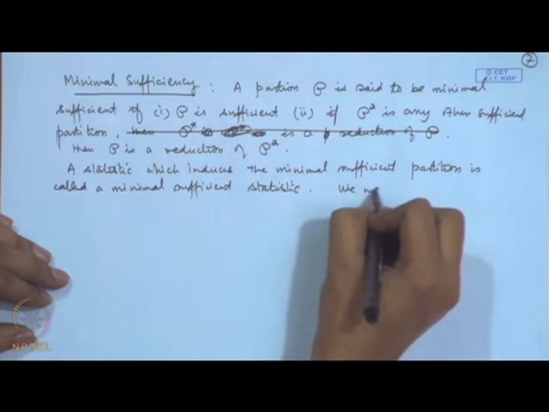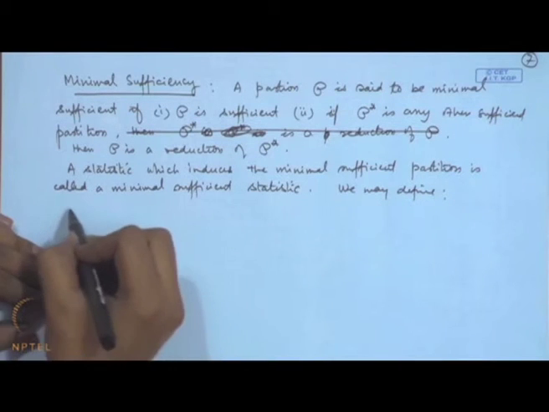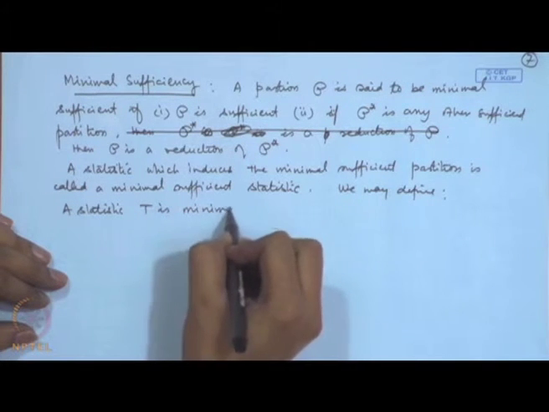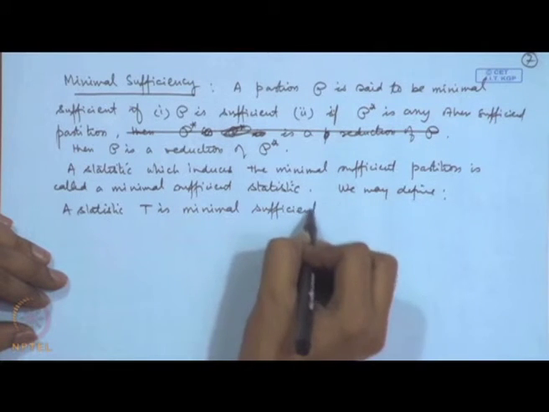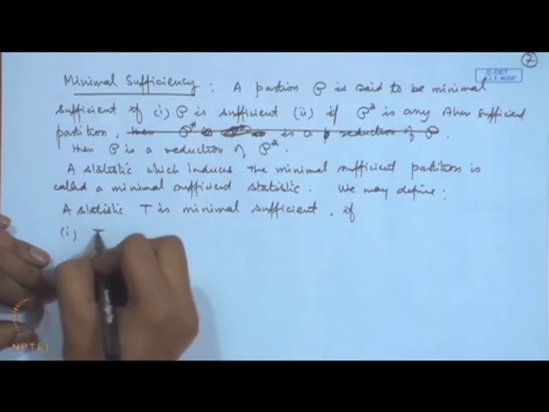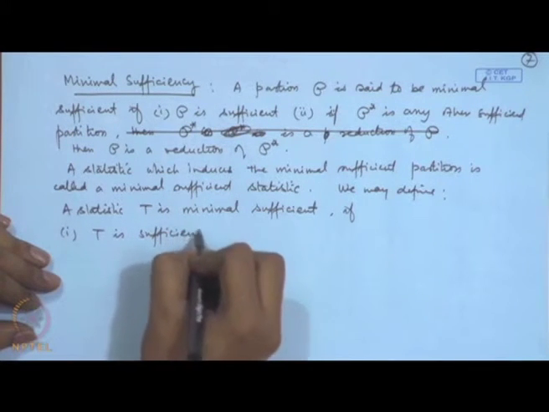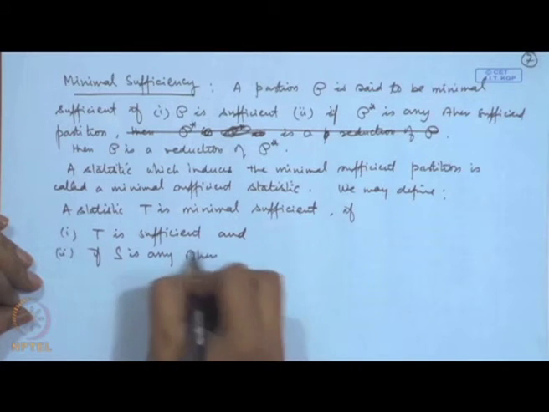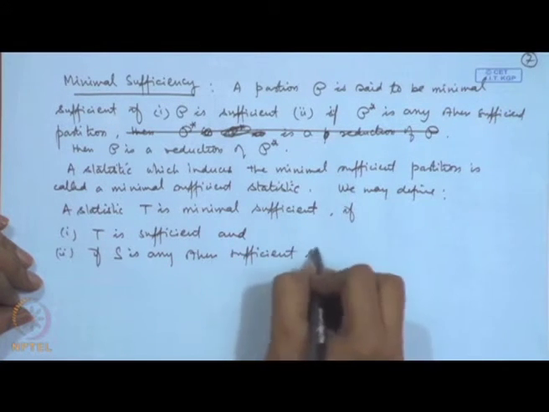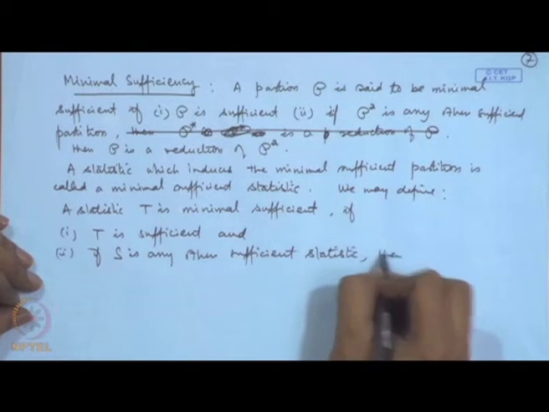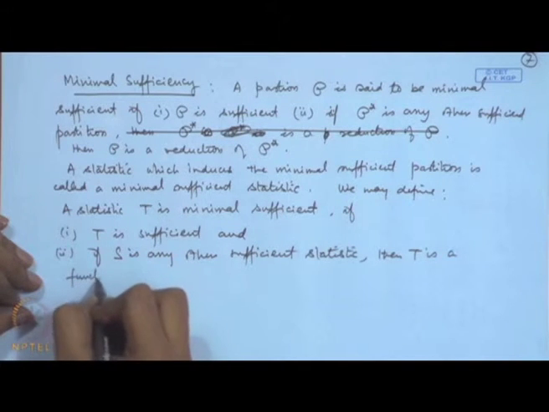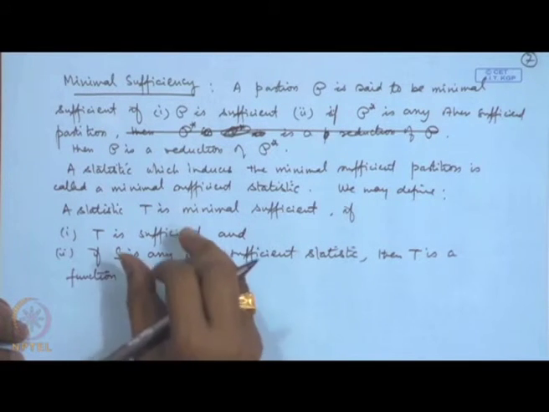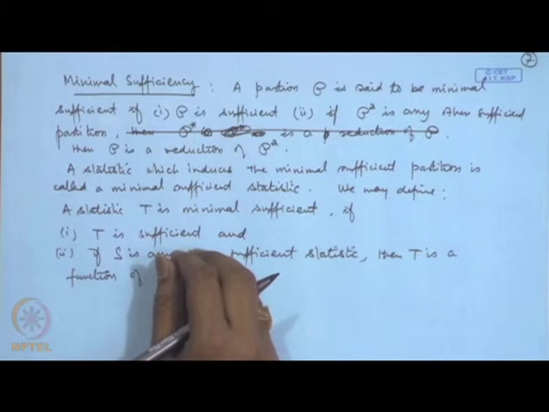So, we can say that a statistic T is minimal sufficient if it is sufficient and if S is any other sufficient statistic, then T is a function of S. So, that is how it is the minimal sufficient, that is the maximal reduction of the data.